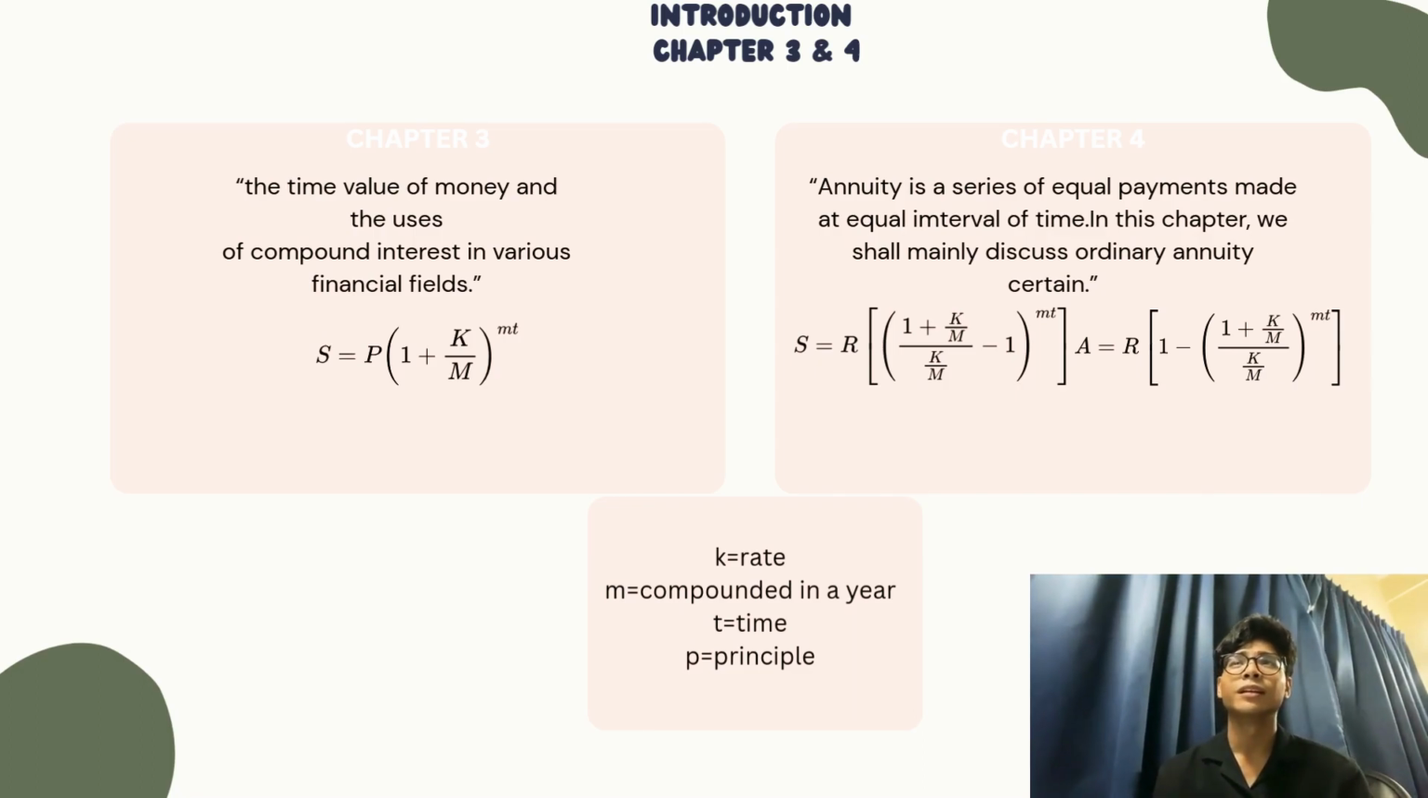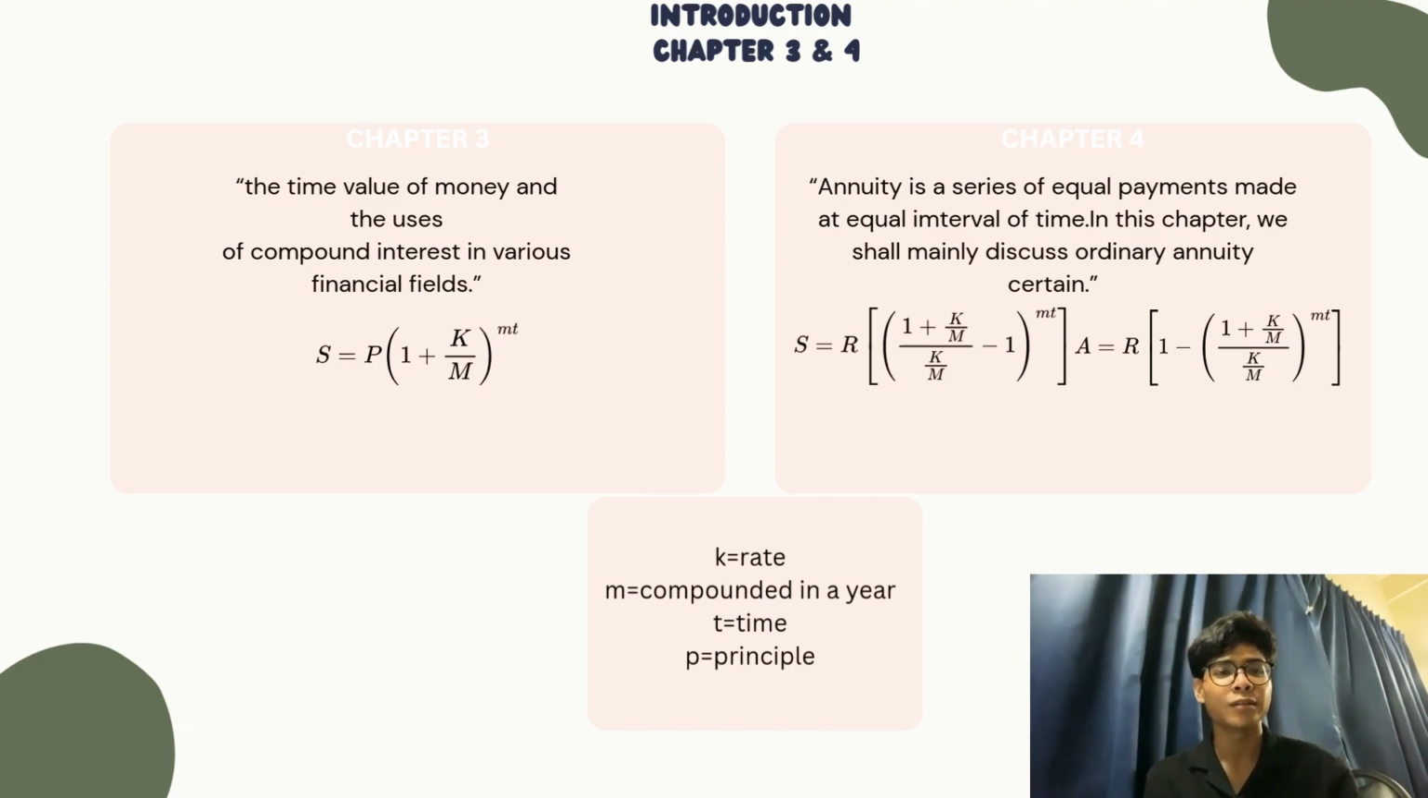So basically in chapter 3 we learn about the time value of money and the uses of compound interest. In this chapter you guys only need to use one formula. This formula is used to find the future value of money and the value of compound interest.